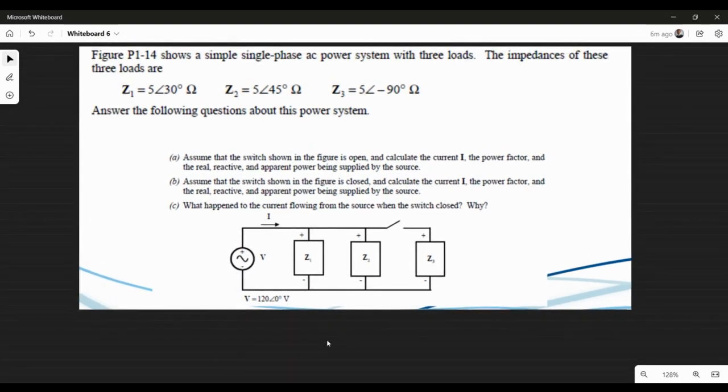So what we were given here is a 120 volt source, and it's applying three different loads, namely Z1, Z2, Z3, and they are expressed in polar form. What they're requesting is, assuming that when the switch is open, the total current I, the power factor, and the real, reactive and apparent power supplied by the source.